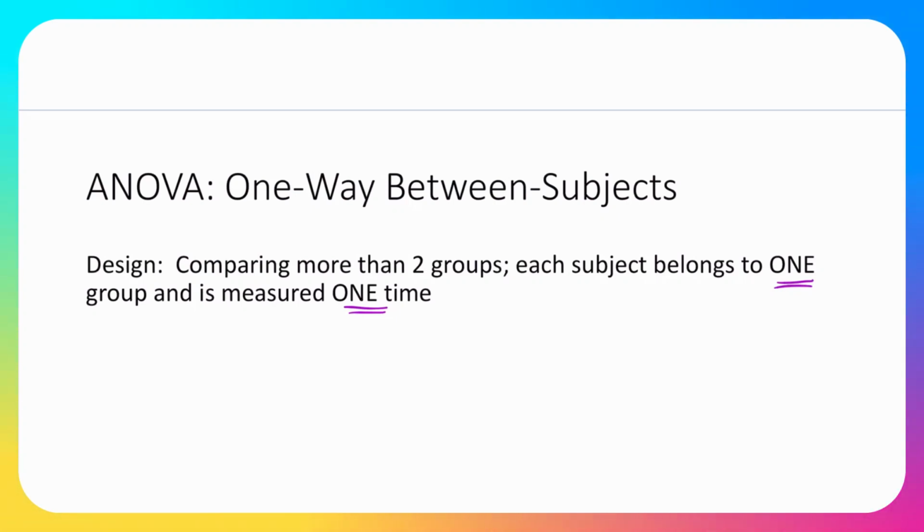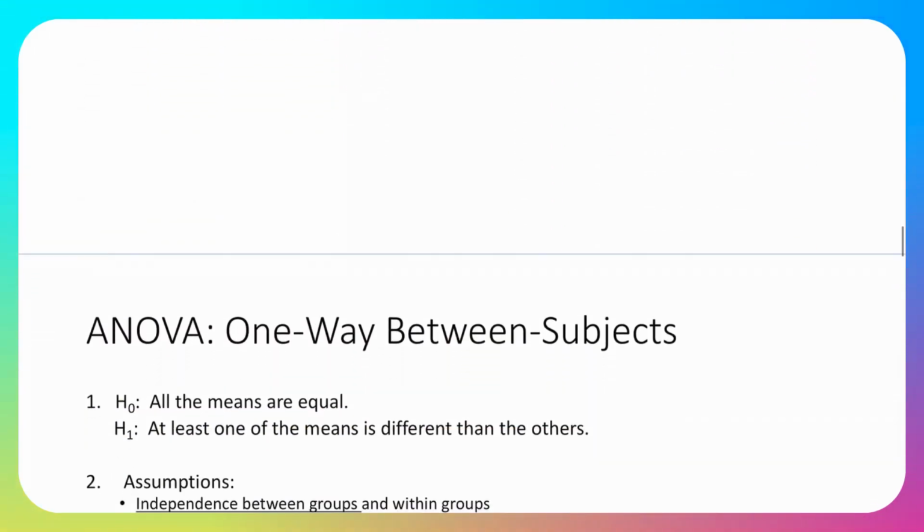So picking up from where we started in our last video, again, a one-way ANOVA between subjects design is a design in which we're comparing the means of more than two groups, and each subject's only going to be measured one time and only belongs to one of the groups.